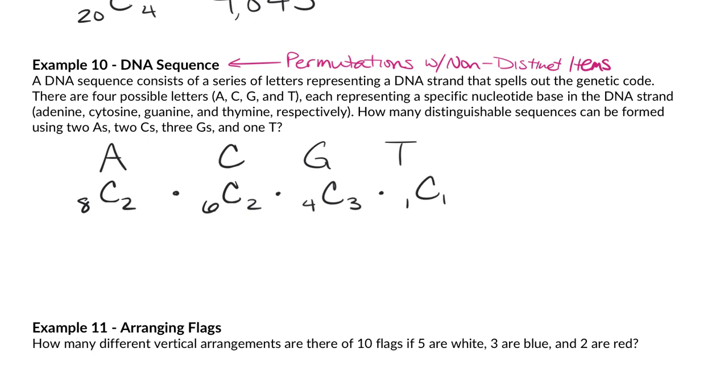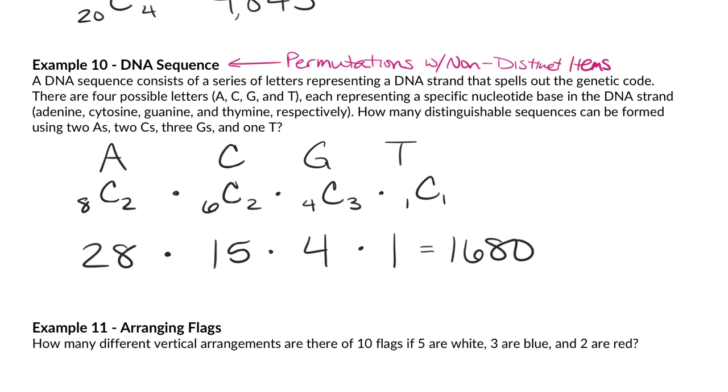Okay, let's individually do this. 8, choose 2 in your calculator is what? So we type 8, math, probability, option 3, type 2, press enter. How much is that? 28. For 6, choose 2, 15. For 4, choose 3, 4 ways. And then 1, choose 1, 1. So 28 times 15 times 4 times 1 is 1680.